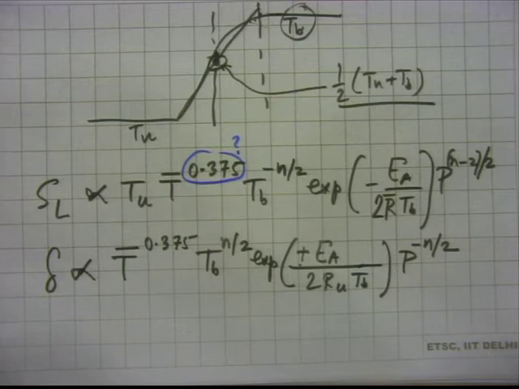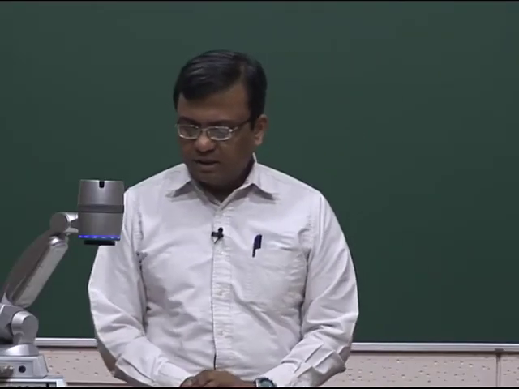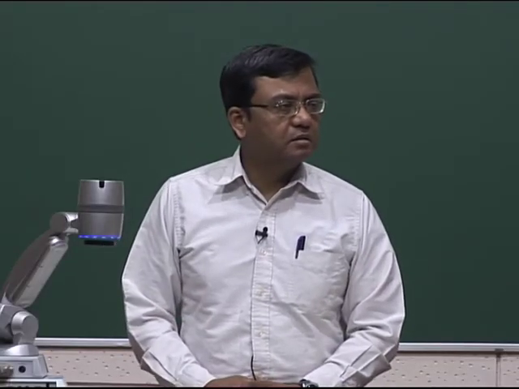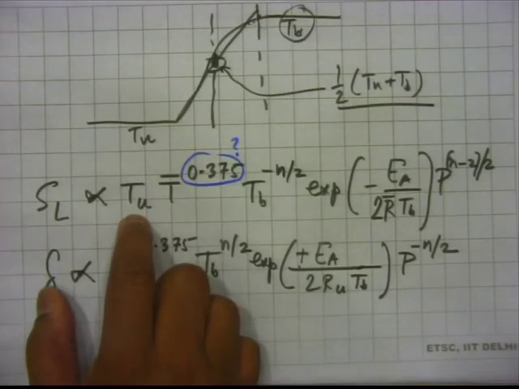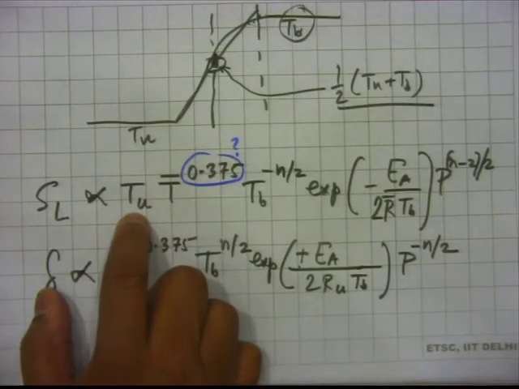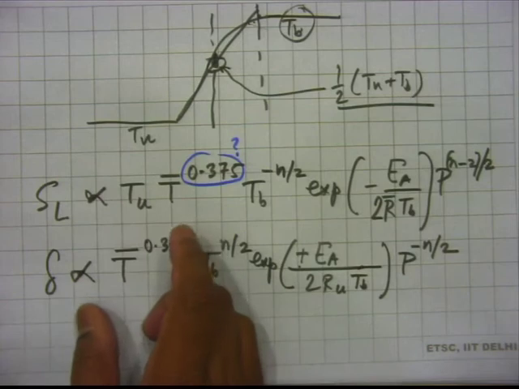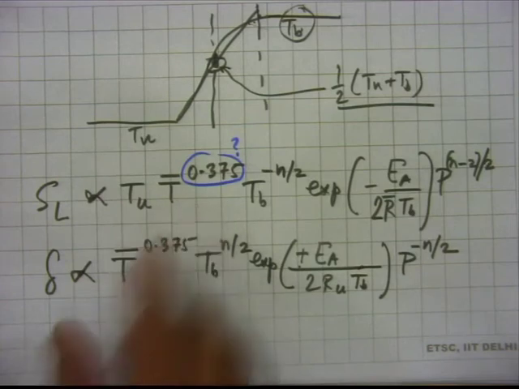So the first thing that you can think of is, if you increase unbound temperature, what happens to laminar burning velocity? It will definitely increase, because there is a proportionality here. But unbound temperature will also affect something else. What else will it affect?